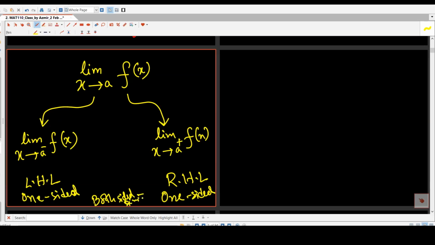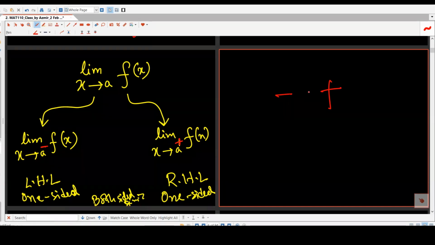So you have noticed that I have used a negative sign and a positive sign. These negative and positive signs are nothing but the directions. This is just telling us that we have to come from the positive side or from the negative side. This is the action of positive and negative that we have applied here in the superscript part. So this is just the direction, nothing else.